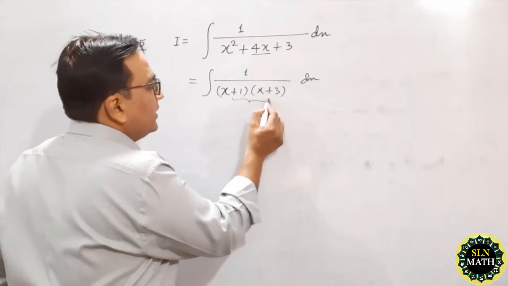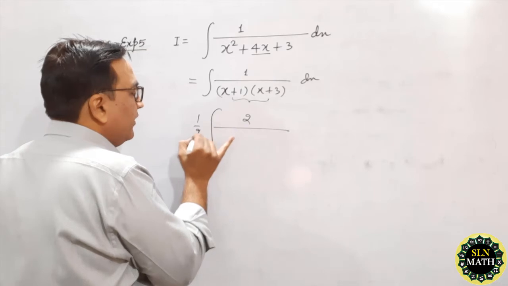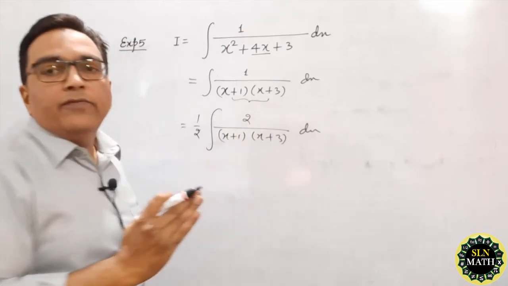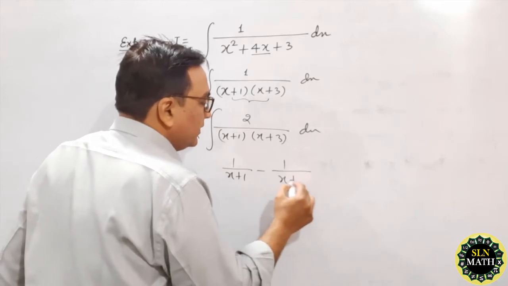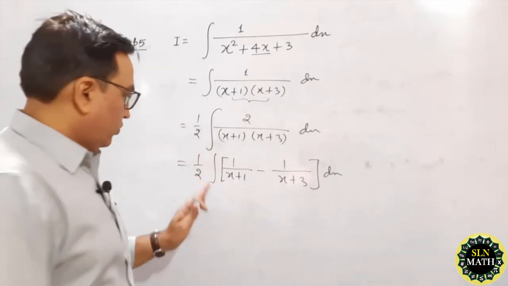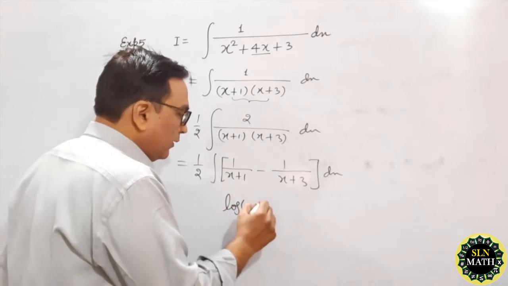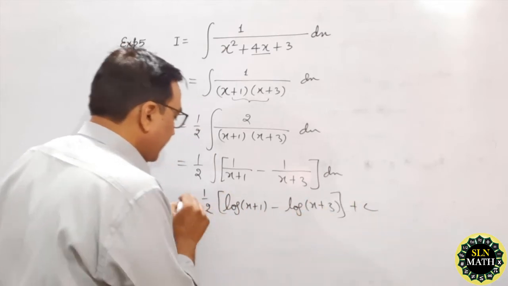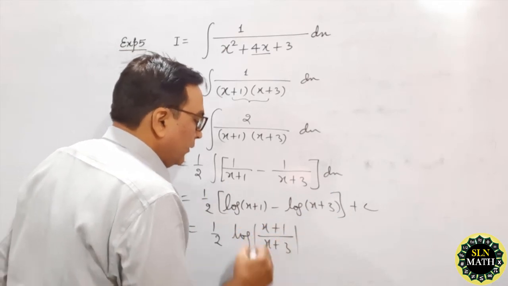Now if you see these two factors, there is a difference of 2, so you can multiply by 2 and divide by 2 on the numerator, and now easily you can make the partial fractions. Directly you can write 1 upon x plus 1 minus 1 upon x plus 3, because now you are smart enough to write directly. Now take the integration of both the terms. It is easy. It is log of x plus 1 minus log of x plus 3 plus c. Put the bracket here. Just use the property log a minus log b equals log a upon b.